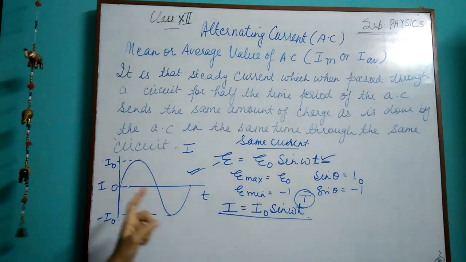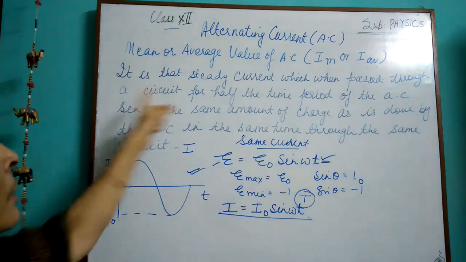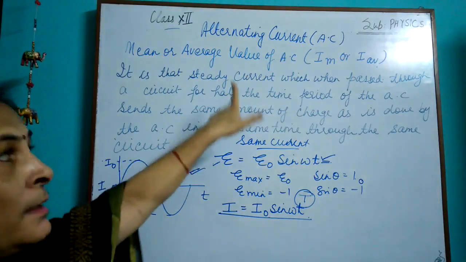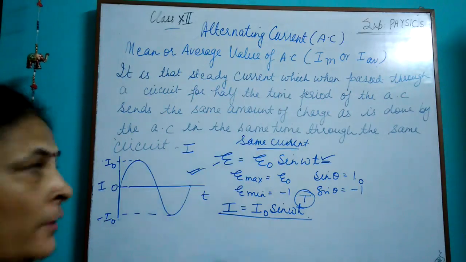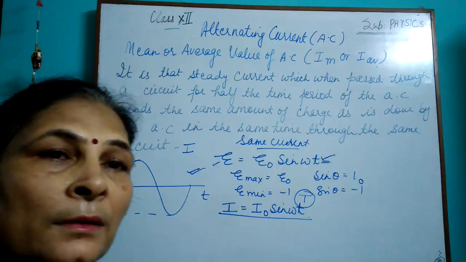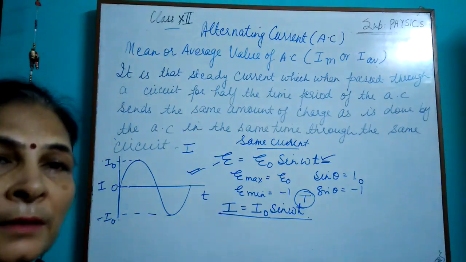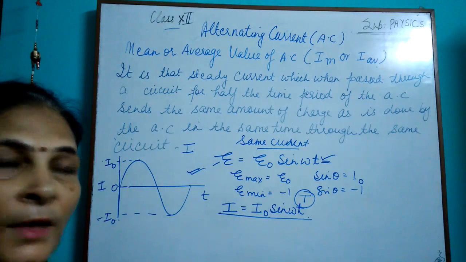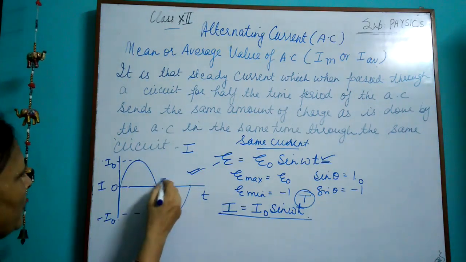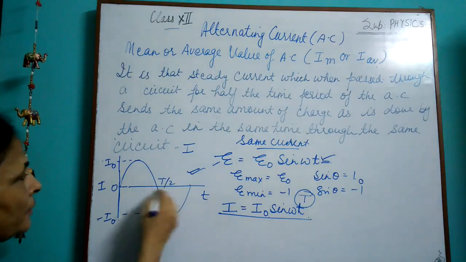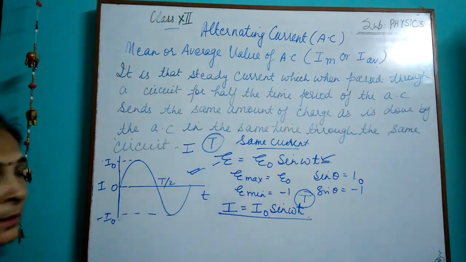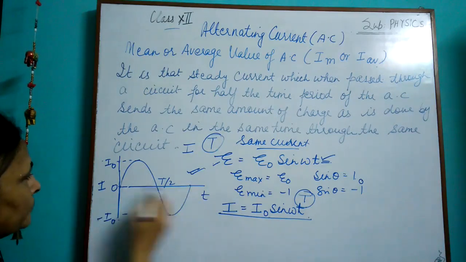And now what are we going to define? The mean or average value. So how is it defined? It is that steady current. Steady means same. If in place of this variable current, I want a steady current to flow in the circuit, then the number of charges which flow from 0 to capital T by 2, that is half the time period. Capital T we always denote for time period. See, this is one cycle or one wave.